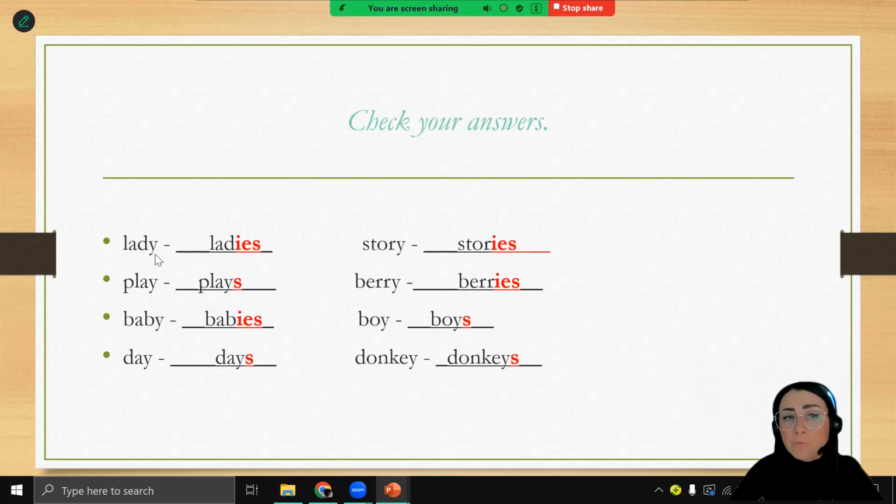If we have a consonant before Y, we drop the letter Y, and the ending will be IES. One lady, many ladies. The word play will have only S in the end in plural form, because we have a vowel before Y. If it is a vowel here, we just put S. Play, plays. Baby, B is a consonant, so babies. Day, A is a vowel, so days.